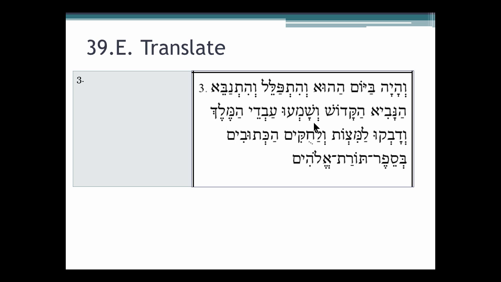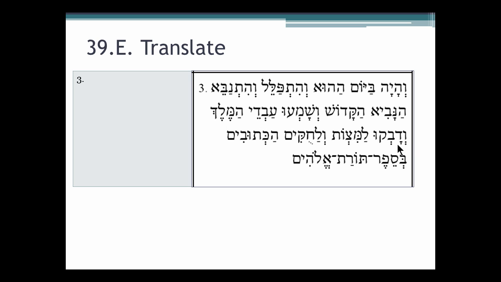Ve shameu, and they, okay, look, we've got a vav, normal vav, and a perfect form. It's continuing the sequence. The sequence is still unbroken. So we've got another vav consecutive perfect. And they shall listen. Well, who's they? It's the Avdei Hamelech. And the servants of the king shall listen.